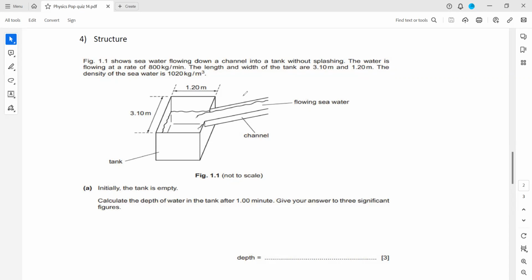First, we should know what volume will enter, because from the volume we can use a formula length, width and height. So first we'll find what volume of water enters this tank. We have the formula density is mass per unit volume. So if we need the volume, volume is mass divided by density. After 1 minute, we know 800 kilogram enter every minute. So how much mass will be there?